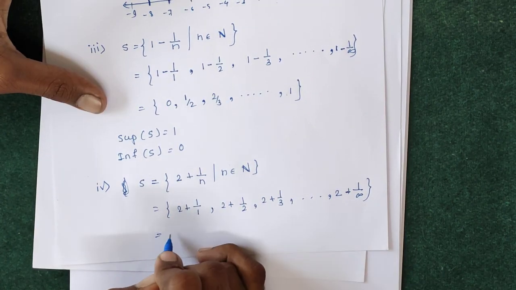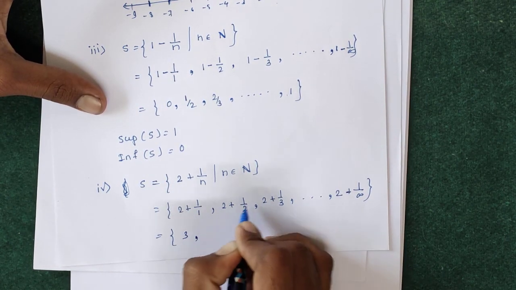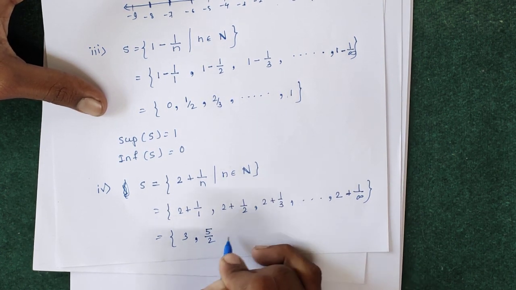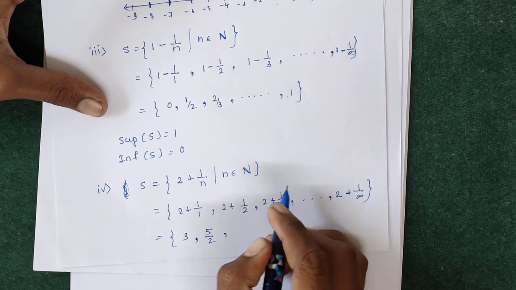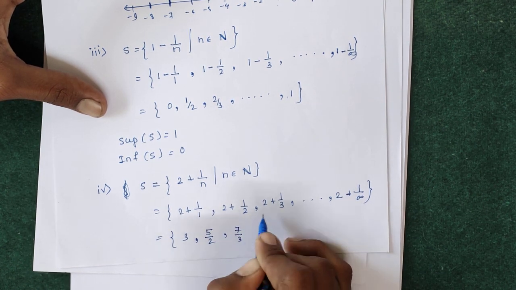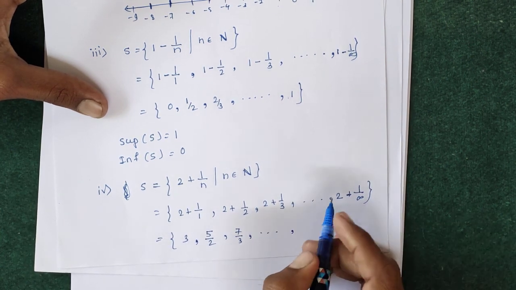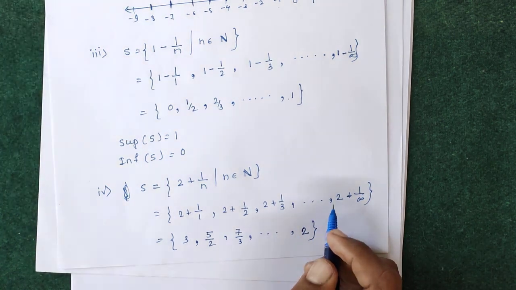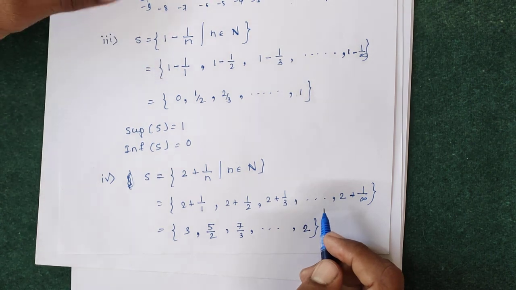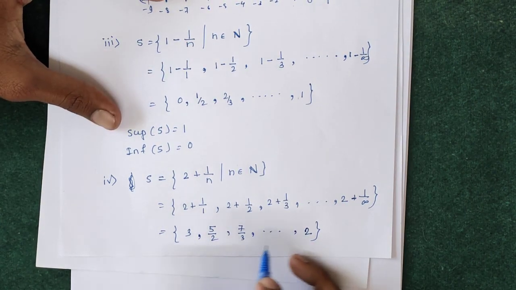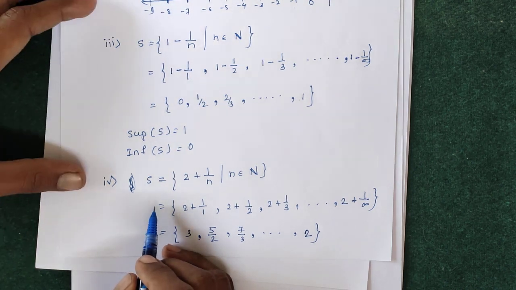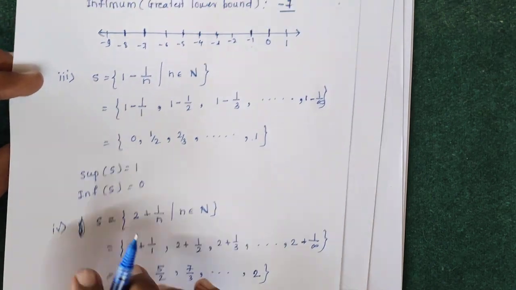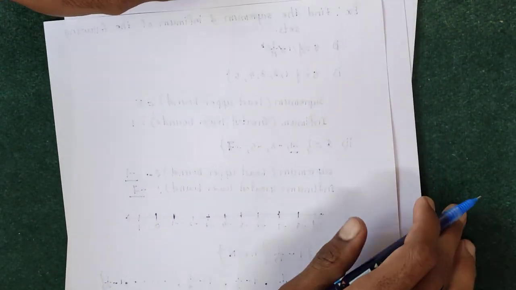So we get 2 plus 1 is 3, 2 plus 1 by 2 means 5 by 2, that is 2.5, then 2 plus 1 by 3 is 7 by 3, up to 2 plus 1 upon infinity, where 1 upon infinity is 0, so 2 plus 0 is 2. So we can see 3 is the largest element of this set and 2 is the smallest. So all the numbers of this set S are in between 2 to 3. So 2 will be the infimum and 3 will be the supremum. So supremum is equal to 3 and infimum is equal to 2.